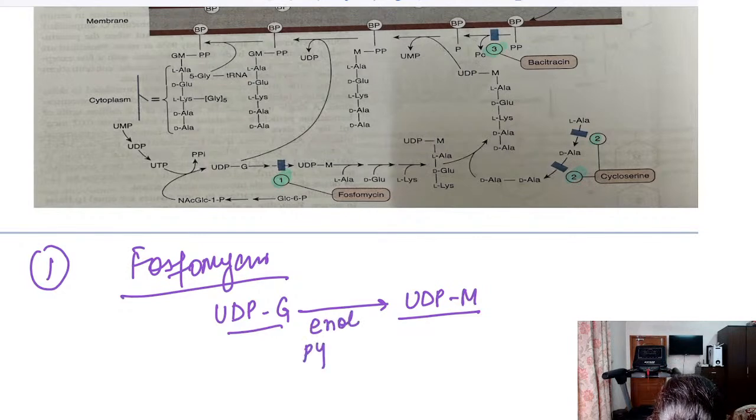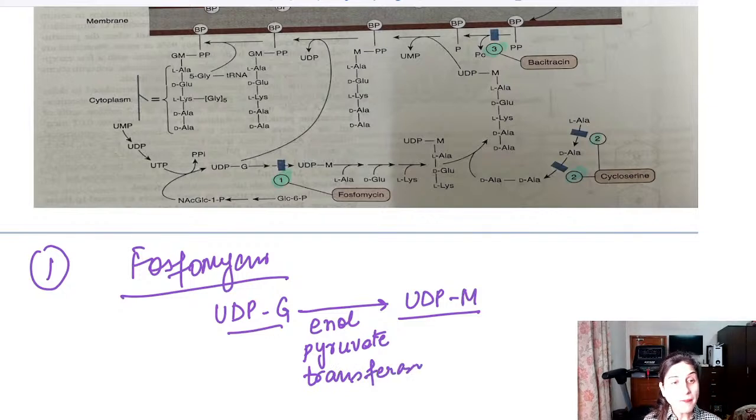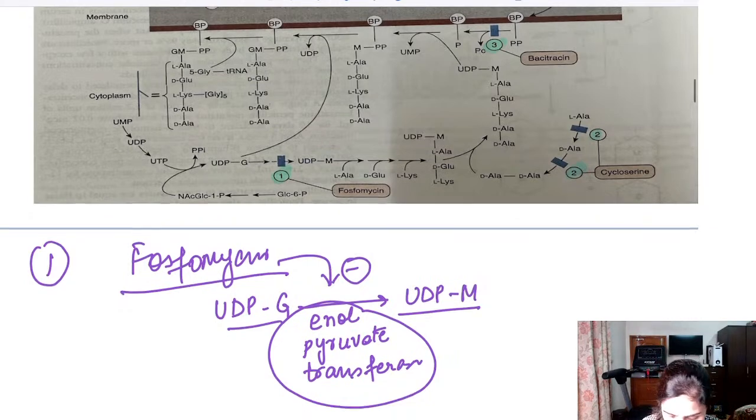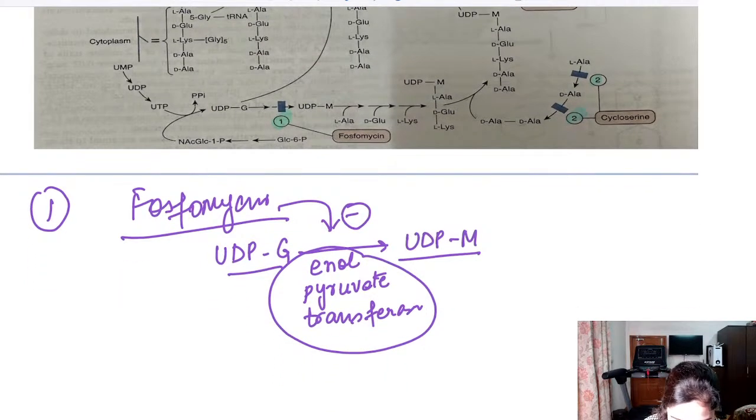enol pyruvate transferase. Enol pyruvate transferase. Okay, so fosfomycin inhibits this particular enzyme. So the first step is blocked, the conversion of UDP-G to UDP-M or NAG to NAM. So yeah, this you should know. This is the first step, fosfomycin.